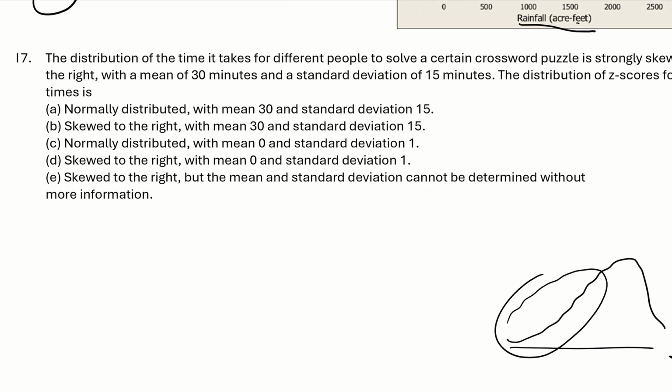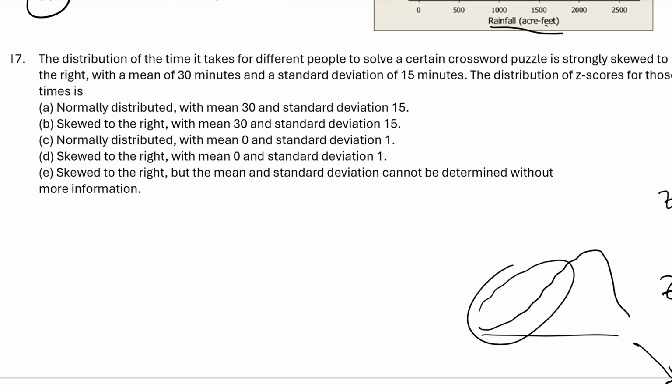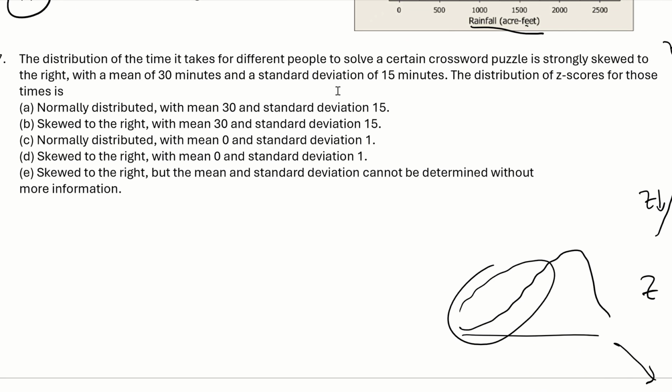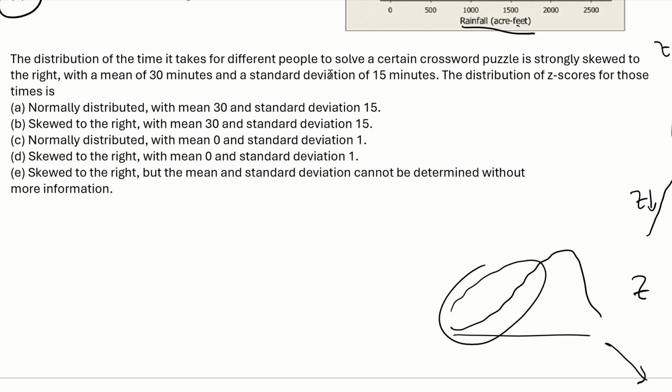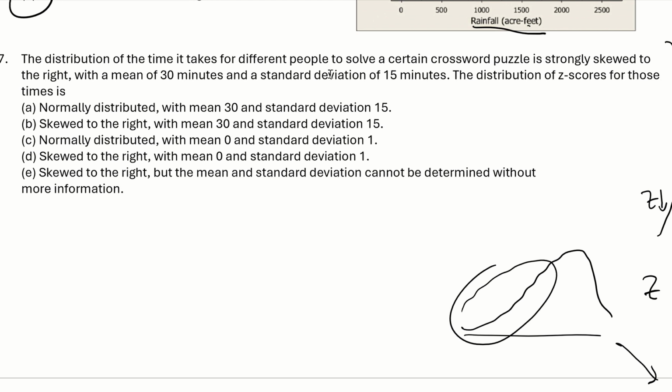All right, 17. The distribution of the time it takes for different people to solve a certain crossword puzzle is strongly skewed to the right with a mean of 30 minutes and a standard deviation of 15 minutes. The distribution of z-scores for those times is, okay, so it says it's strongly skewed to the right.